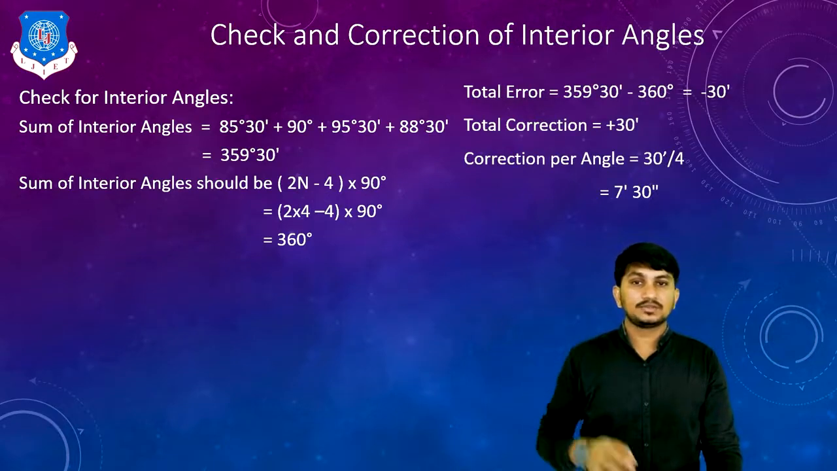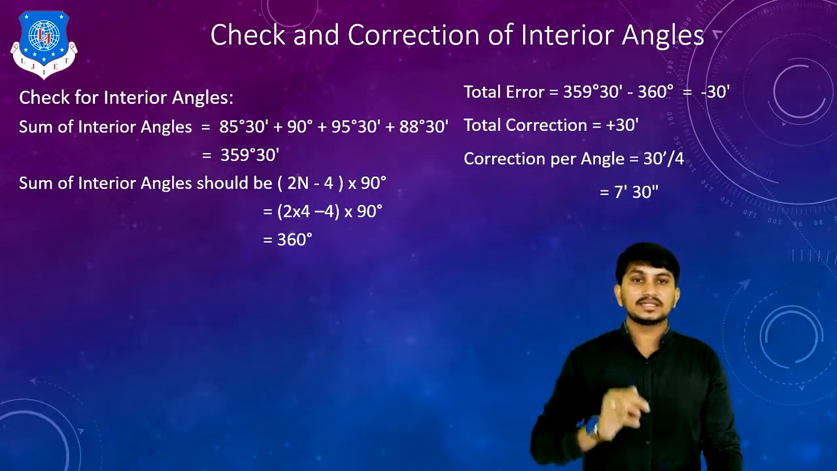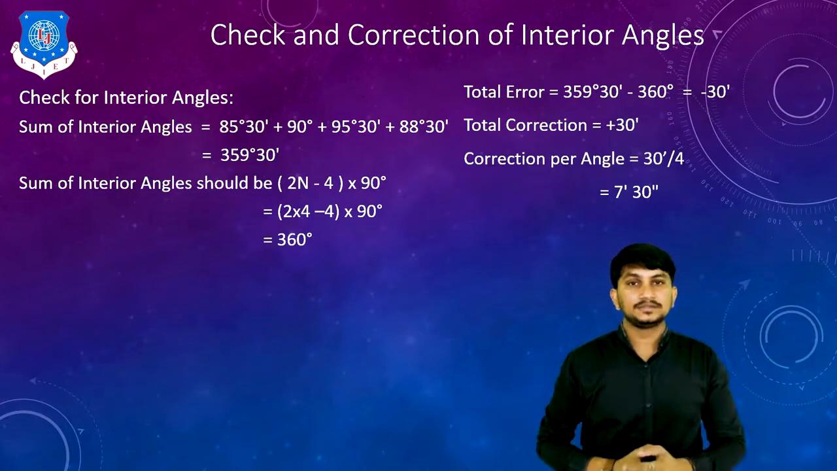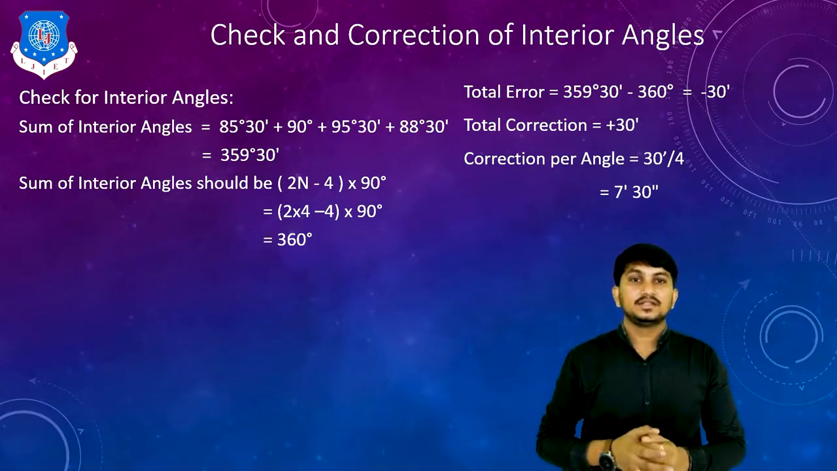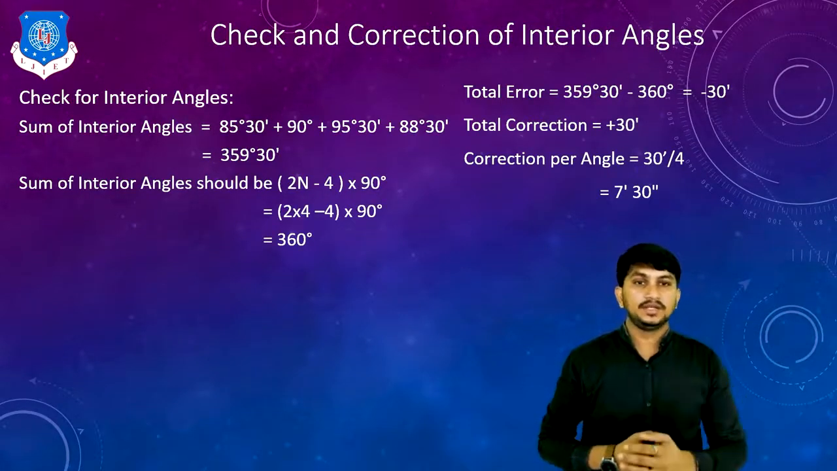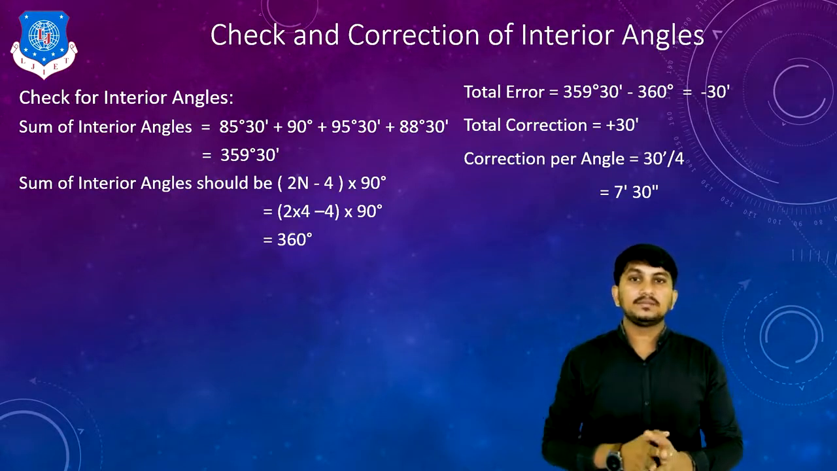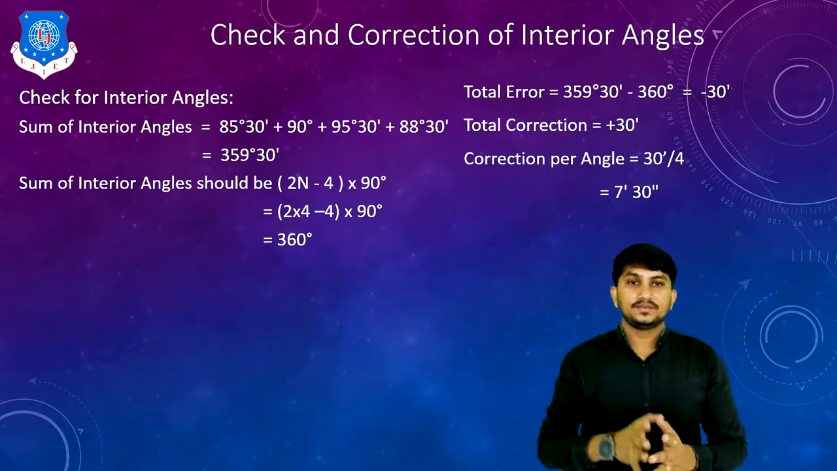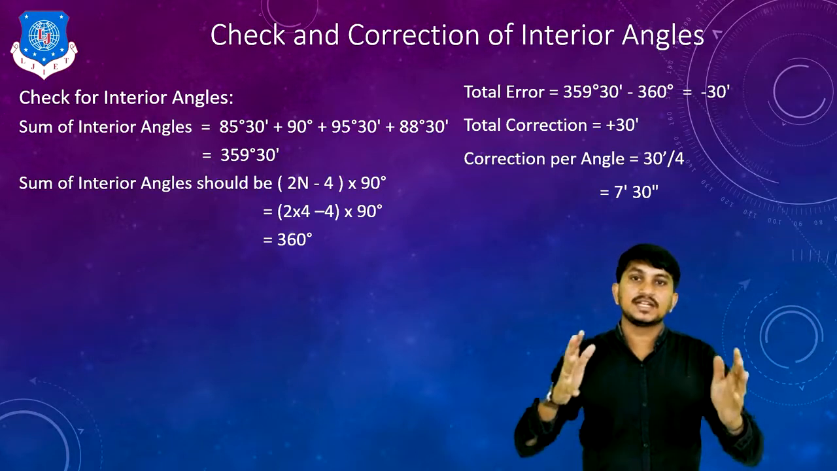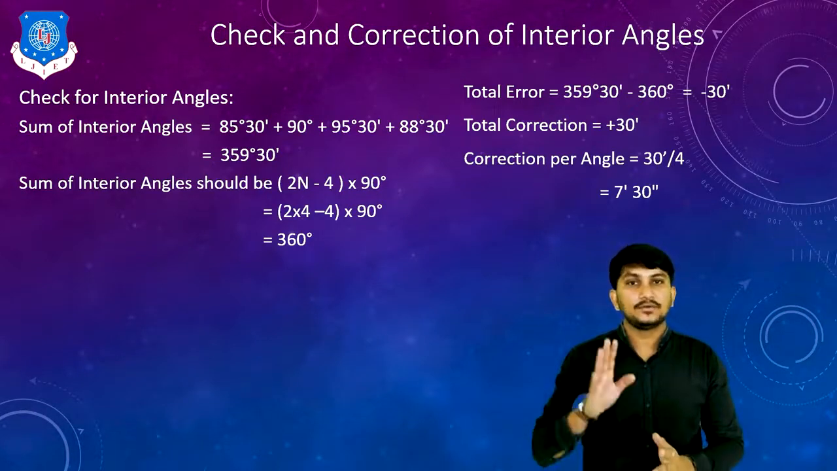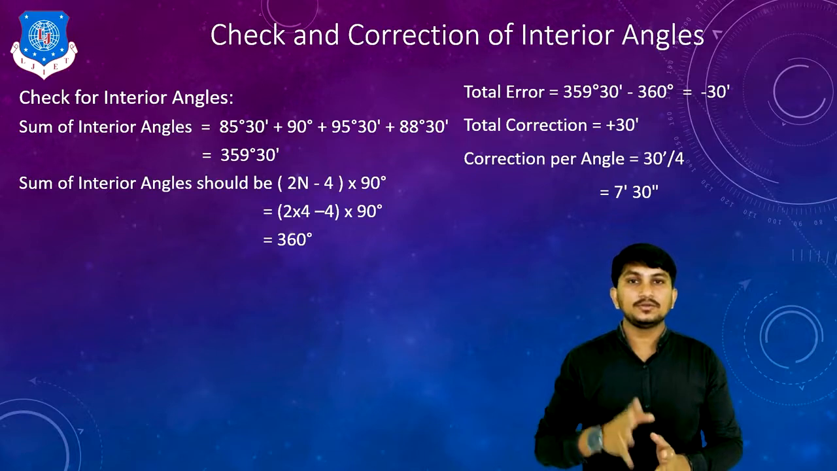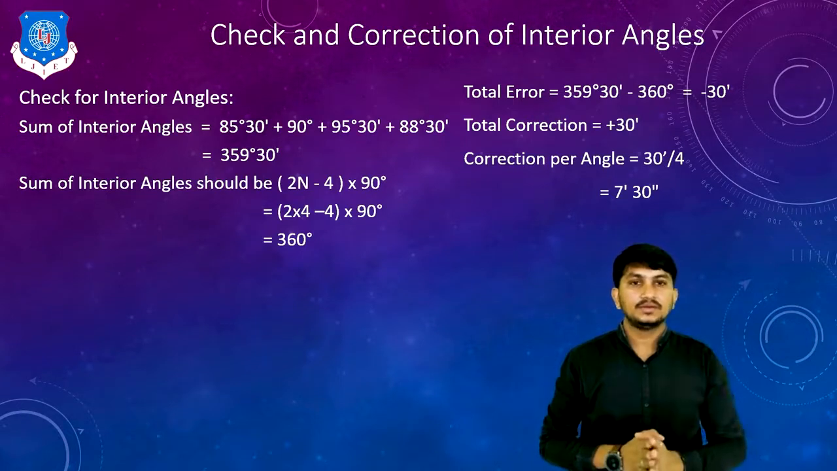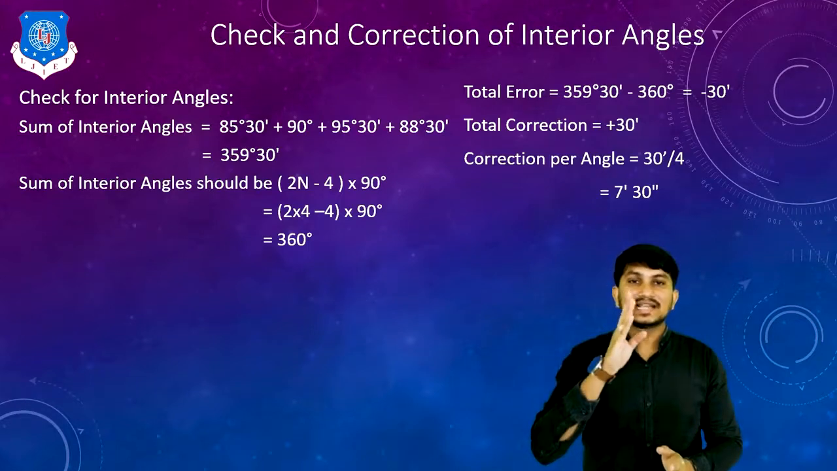So the total error is equal to 359 degrees 30 minutes minus 360 degrees, which is minus 30 minutes. For correcting this error, the total correction is equal to plus 30 minutes. So plus 30 minutes is added to the sum of interior angles. This correction is divided by the number of stations. Here the stations are 4, so the correction is divided into 4 parts. So the correction per angle is equal to 30 minutes divided by 4. It is 7 minutes 30 seconds.